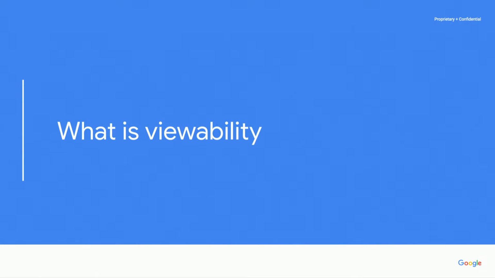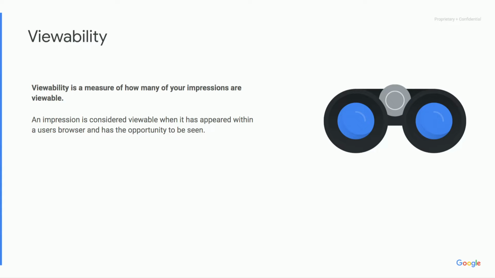So what is viewability and why is it important? Viewability is a measure of how many of your impressions are viewable. An impression is considered viewable when it has appeared within a user's browser and has the opportunity to be seen. Active View reporting in Ad Manager provides data to inform you of the number of viewable impressions your site has generated.